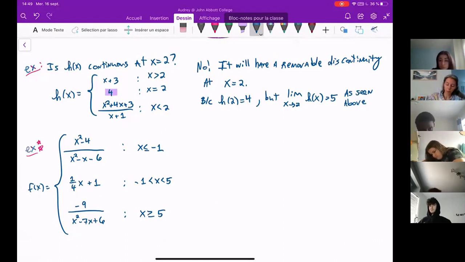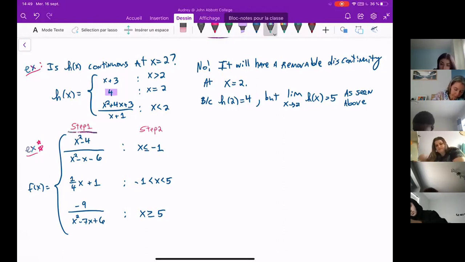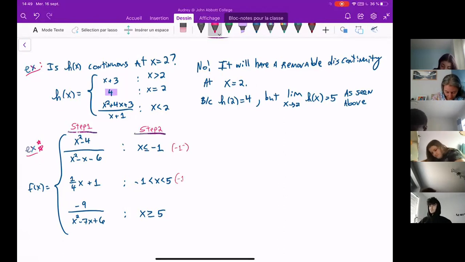Okay, so we're still finding discontinuities. We still have our step 1 and our step 2. I'm going to start off, my breakpoints, I have 2 of them, are -1 and 5. I'm going to start off just by labeling where we have those breakpoints from the left and the right.